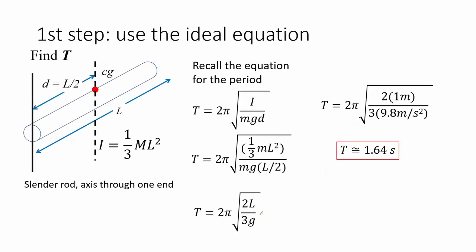Here we recall the equation for the period with a factor containing the moment of inertia. Substituting the moment of inertia of a rod with its axis at the center, we get that its period is about 1.64 seconds as it oscillates.